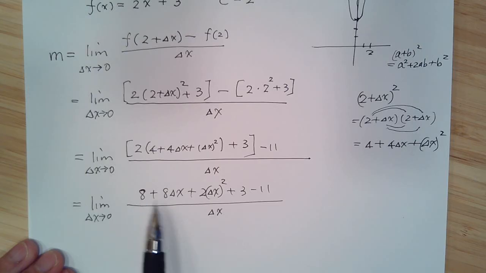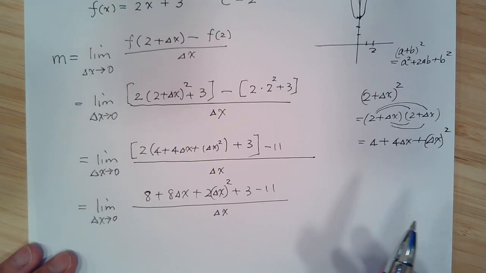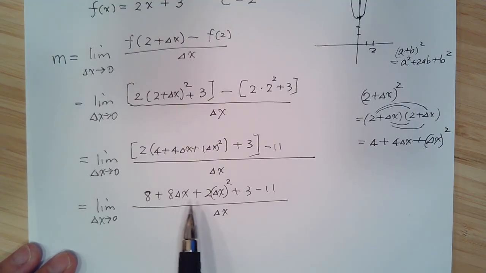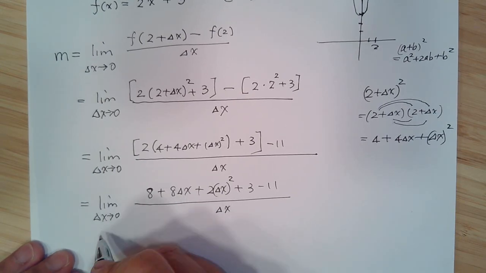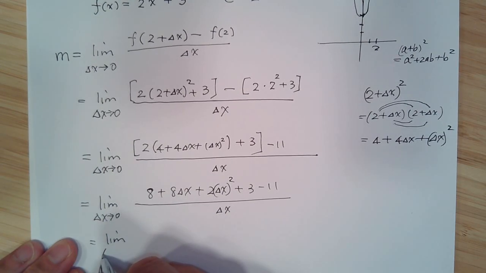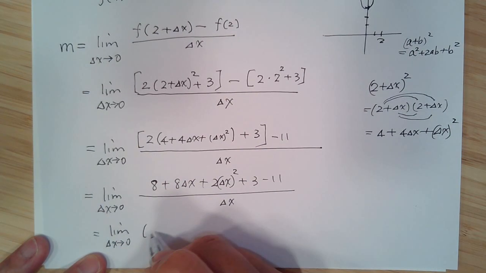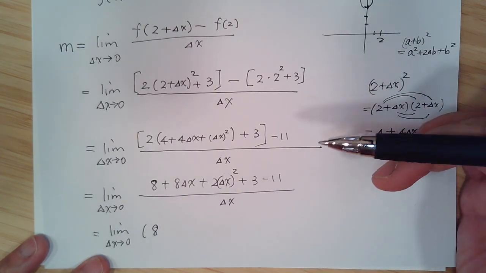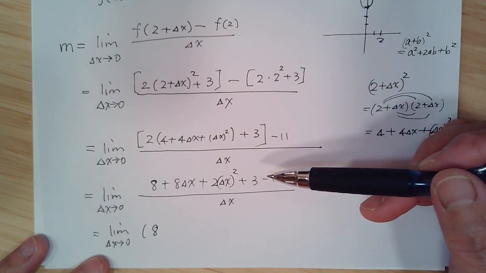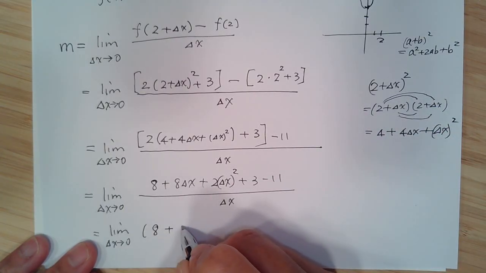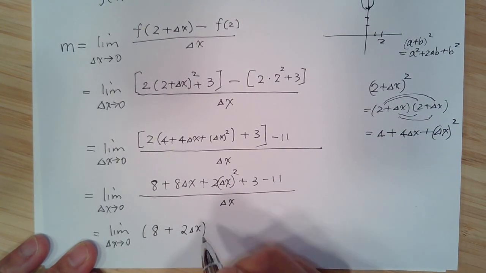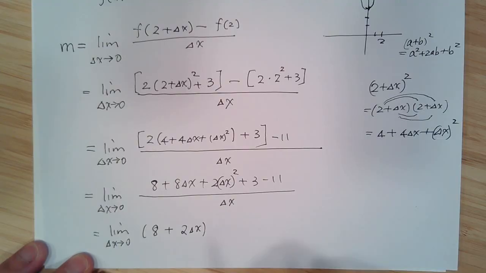Alright, now 8 plus 3 minus 11, so the constant will be gone because we combine the like terms, right? And the other two are not like terms. The constant will be gone, and this 8 delta x over delta x, so I get the limit as delta x approaches 0, 8 delta x over delta x should be 8, right? And then 2 delta x squared divided by delta x, I should only have 2 delta x, because 1 delta x cancels out from numerator and denominator.